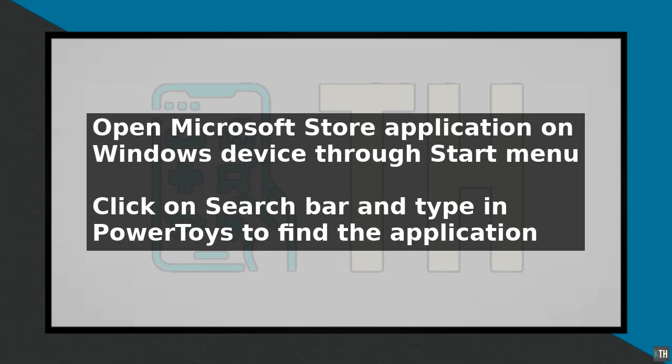To install PowerToys in Microsoft Store, start by opening the Microsoft Store application on your Windows device. You can do this by searching for Microsoft Store in the Start menu or by clicking on the Microsoft Store icon if it is pinned to your taskbar.